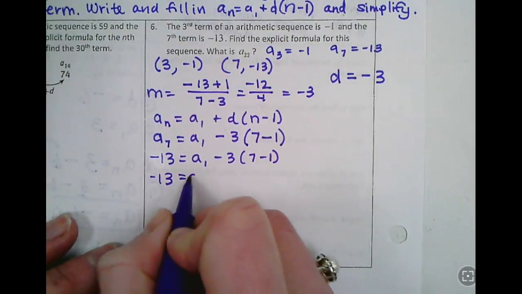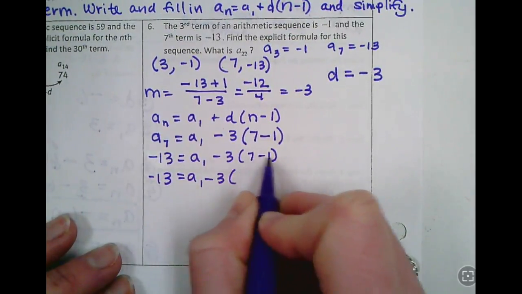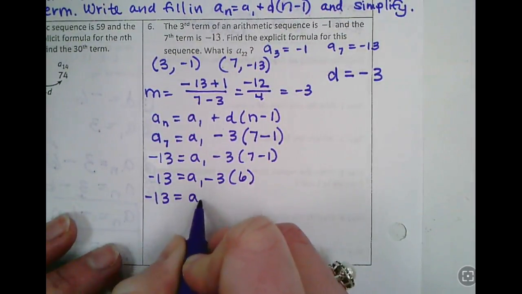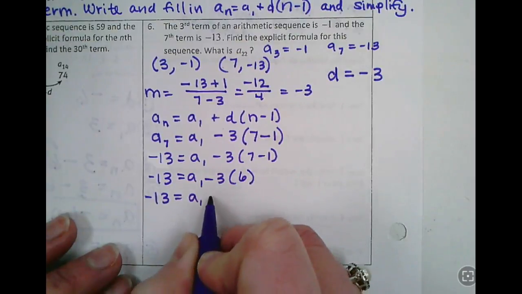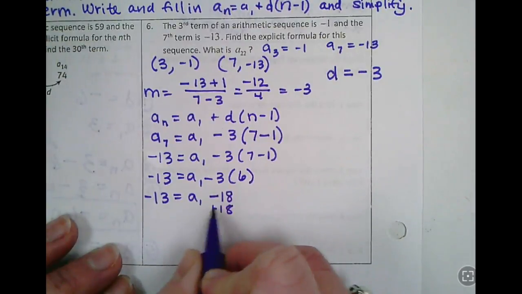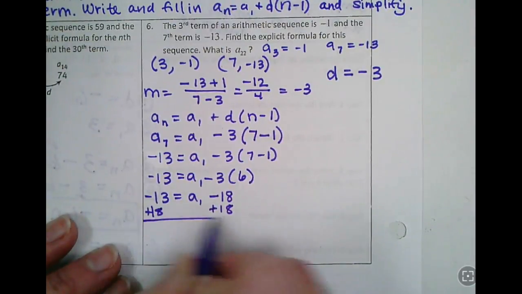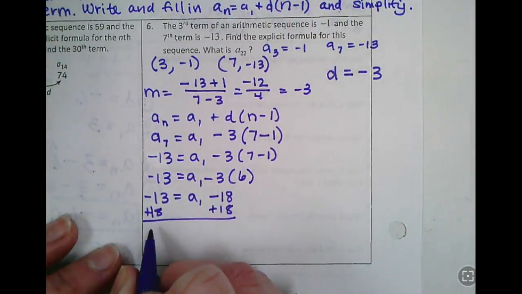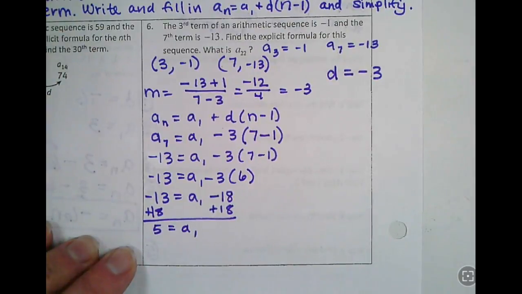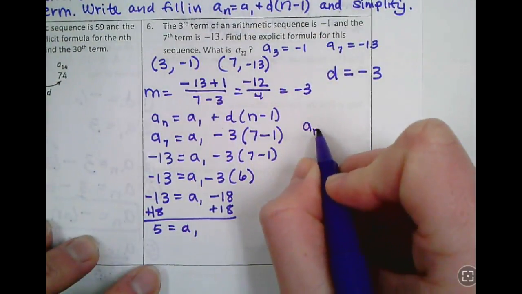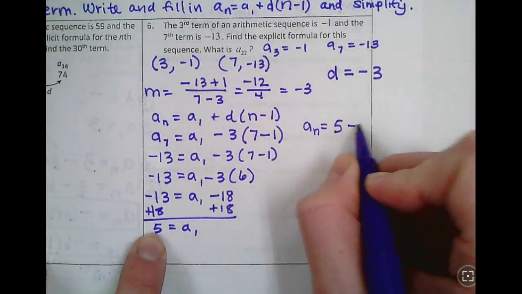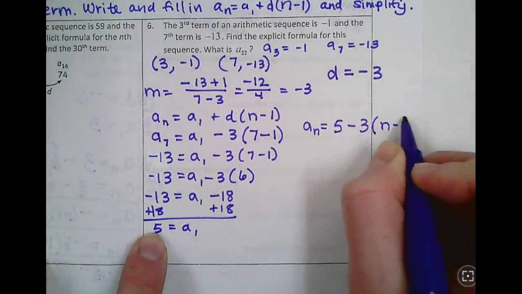So I have -13 equals a sub 1 minus 3, and 7 minus 1 gives me 6. So -13 equals a sub 1, and -3 times 6 gives me -18. And then I'm going to add 18 to get a1 by itself. So -13 plus 18 gives me 5, and that's my value for a1. Now I'm going to plug it into my formula. A sub n equals, and I have found a sub 1 to equal 5, my common difference is -3, times n minus 1.